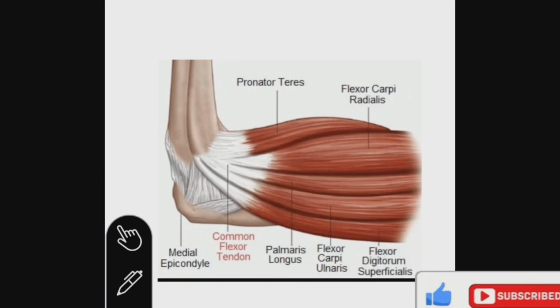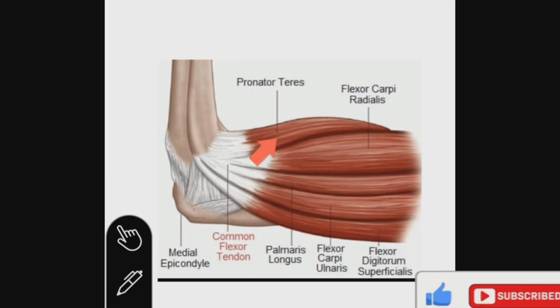And then they all originate from the medial epicondyle. Hence, the medial epicondyle of the humerus is known as the common flexor origin. The muscles of the anterior compartment are divided into three layers: superficial, intermediate, and deep. The superficial layer includes the pronator teres.